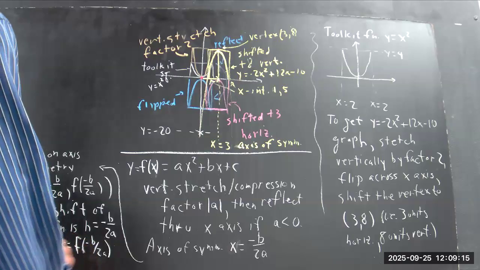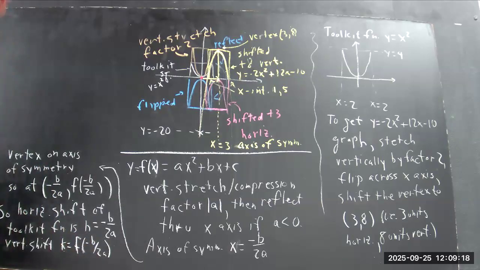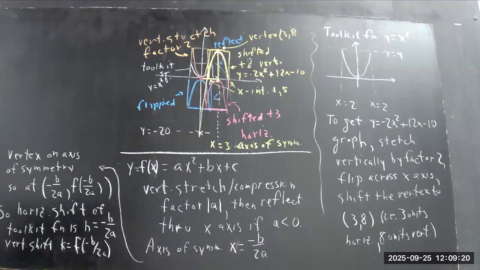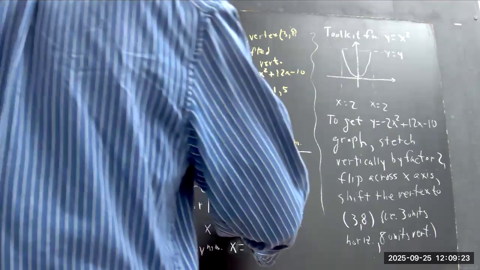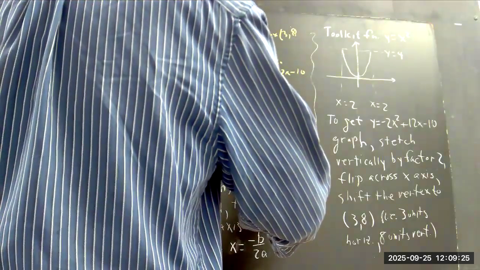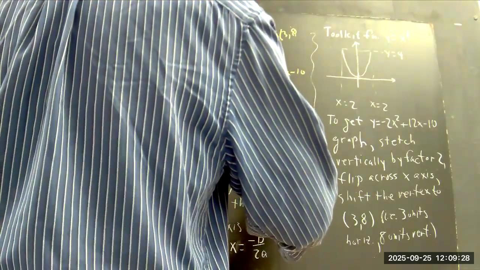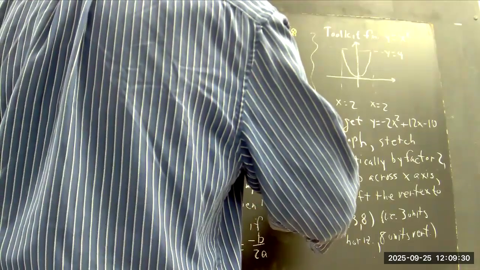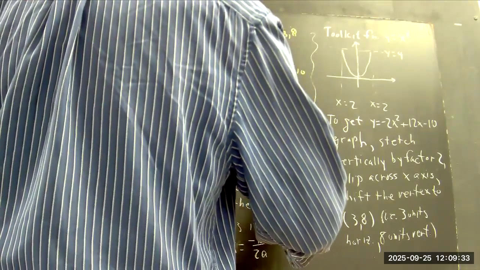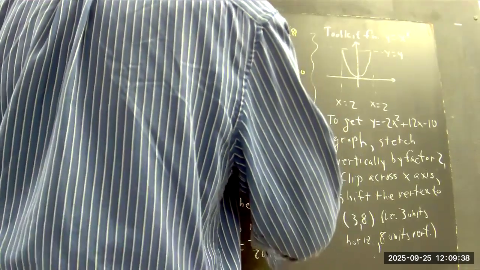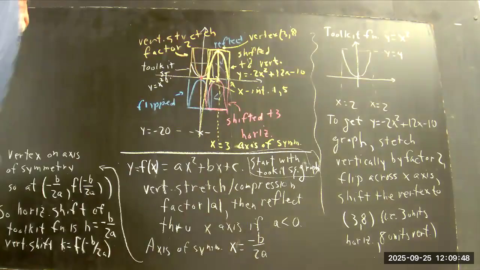And the vertical shift is k equals f of that. I didn't say it here, it was implicit. Start with the toolkit square graph, and then you do vertical stretch and compression and so forth.